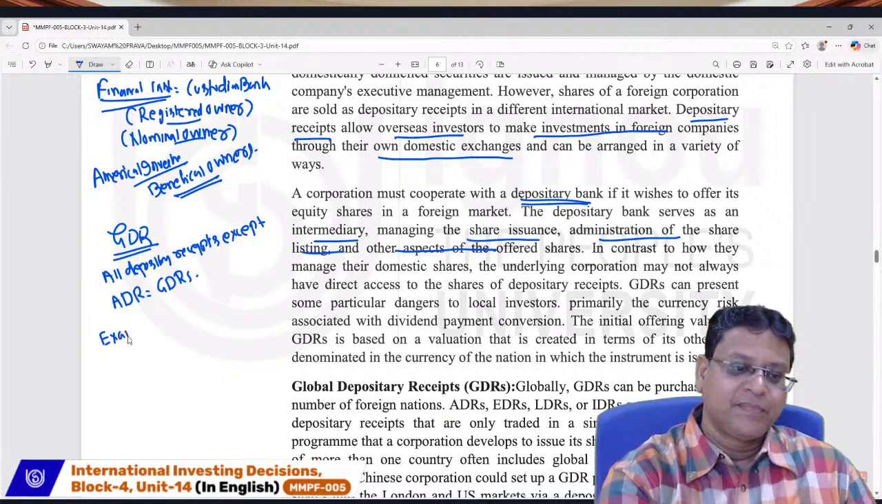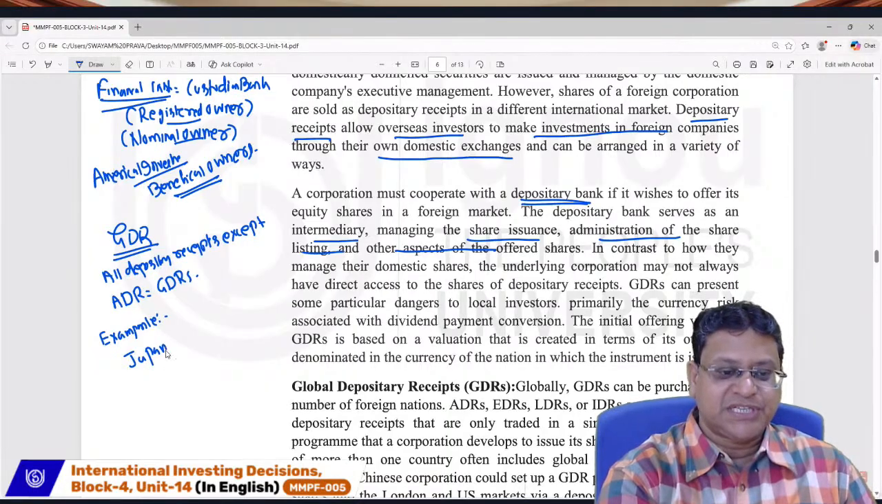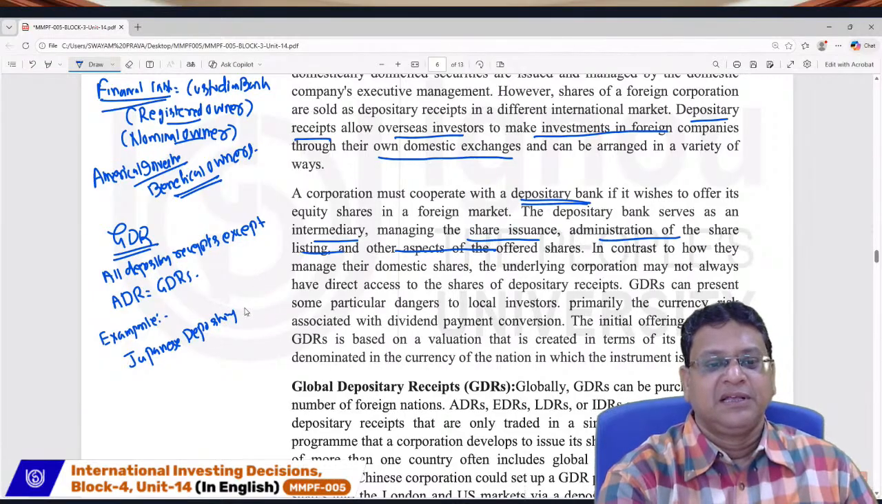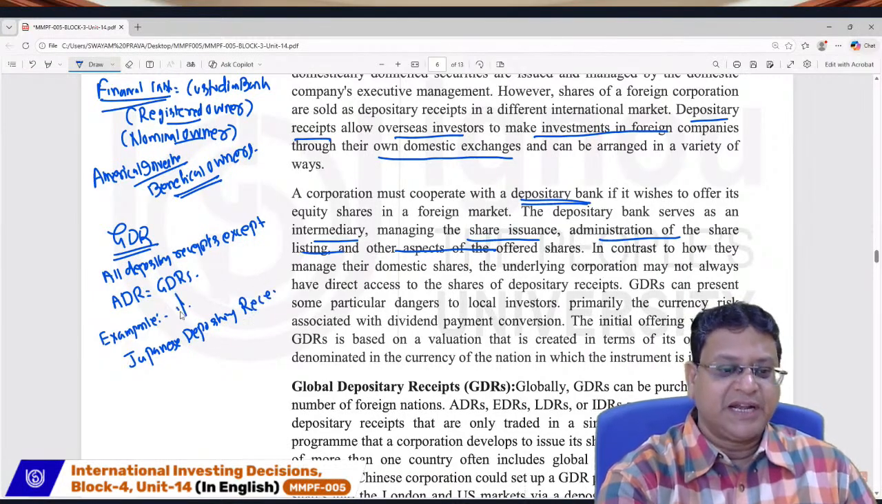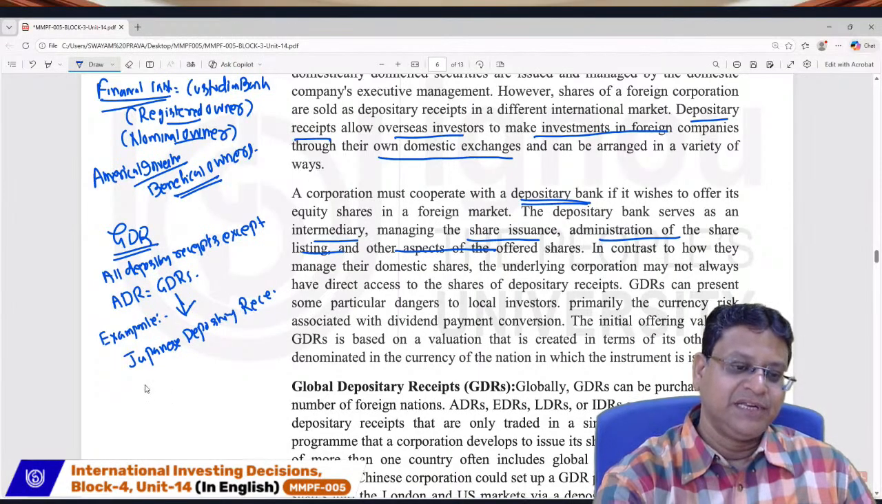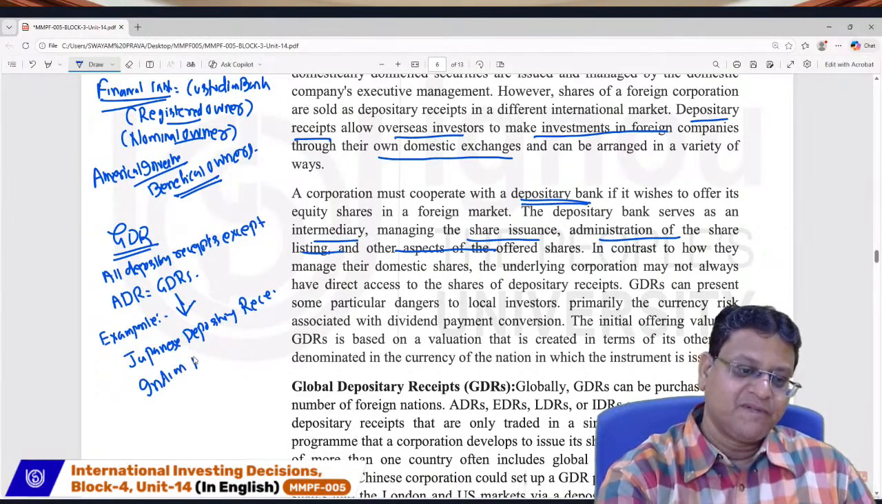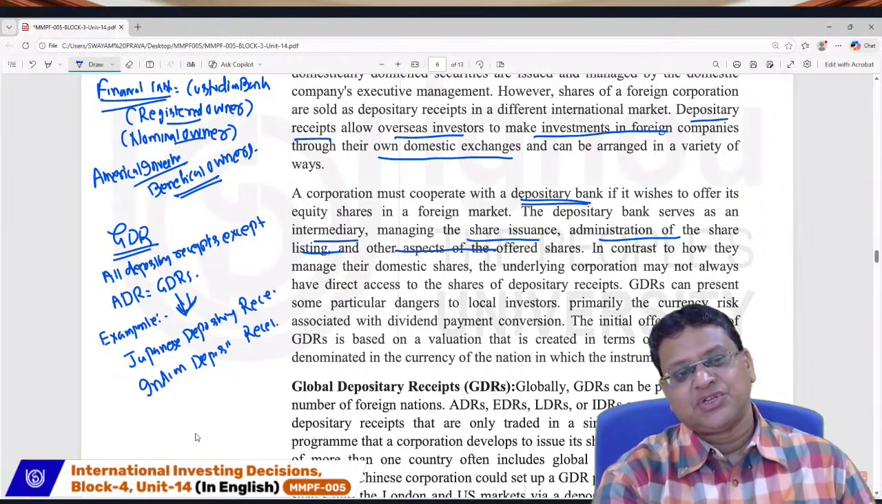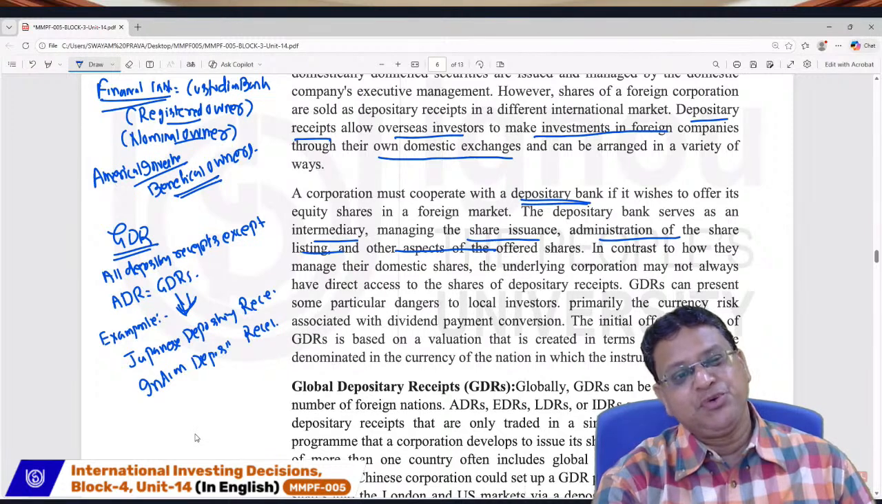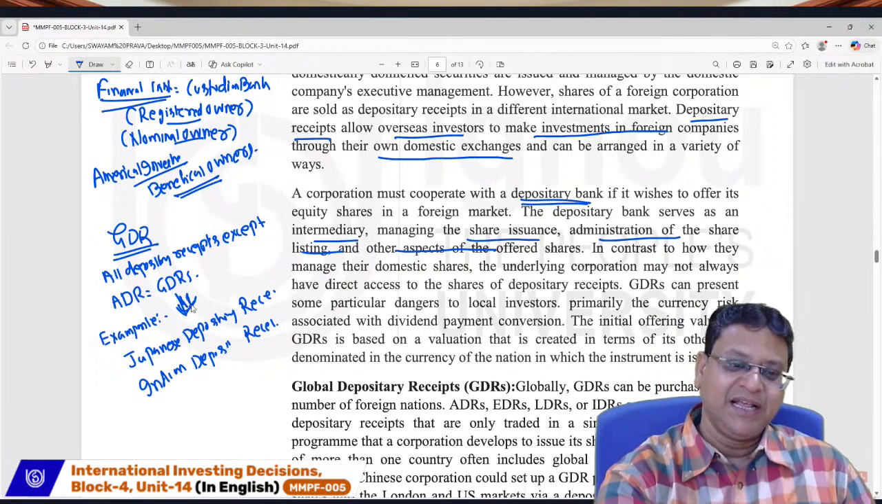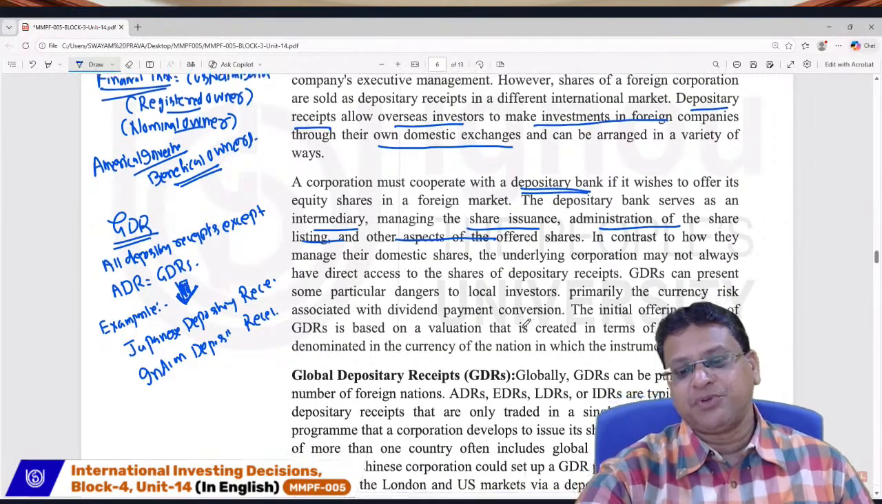Example: Japanese depository receipt is an example of GDR. Indian depository receipt is an example of GDR. Am I clear? So ADRs are traded in the USA market, and GDRs are traded in any financial market other than the USA, that is known as global depository schemes.